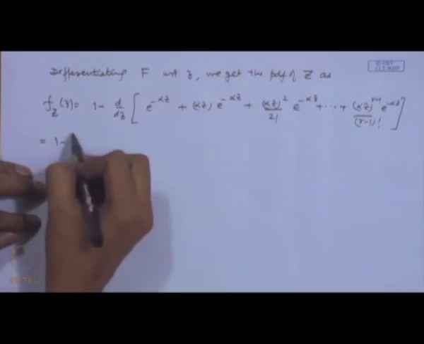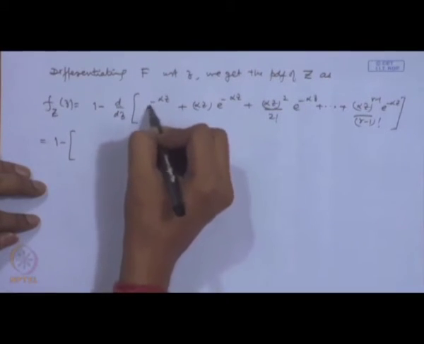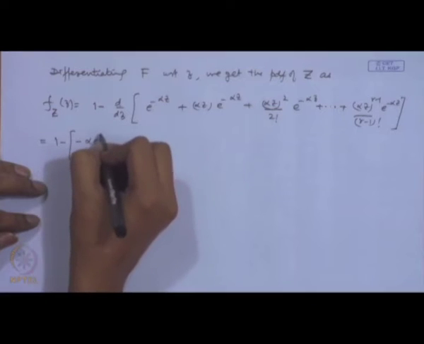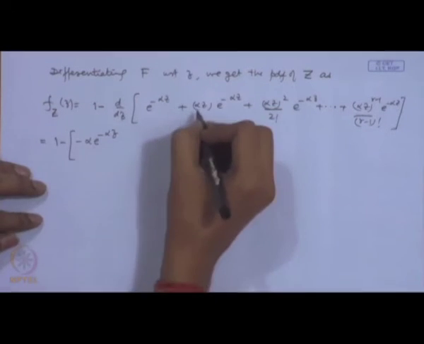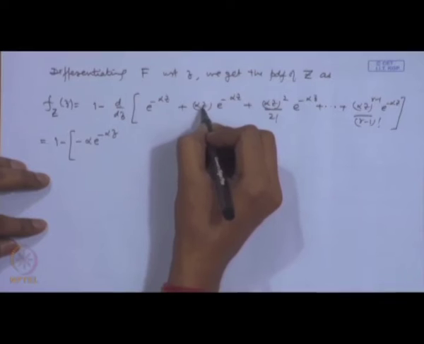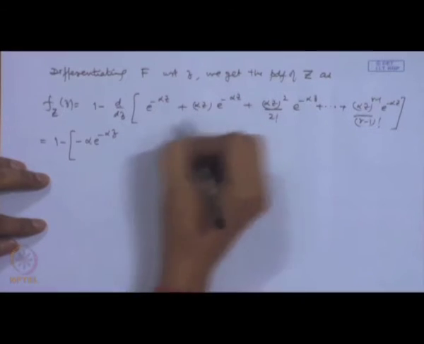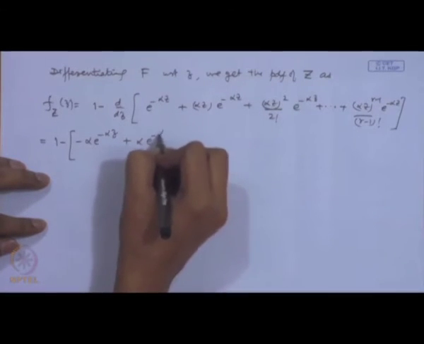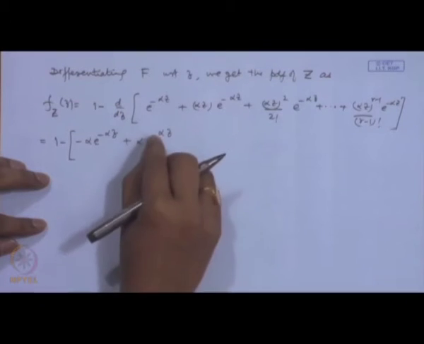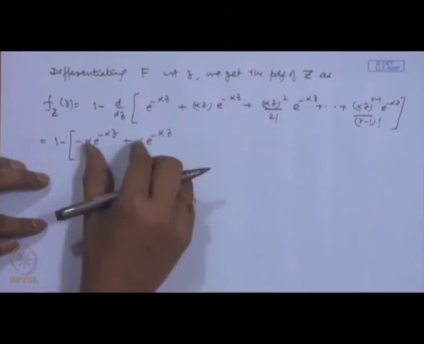So, this is equal to 1 minus. Now, if we differentiate this we get minus alpha e to the power minus alpha z. If we differentiate this one, the first term if I differentiate I will get alpha. So, I get plus alpha e to the power minus alpha z, and notice here that this term is the same as this term and they cancel out.